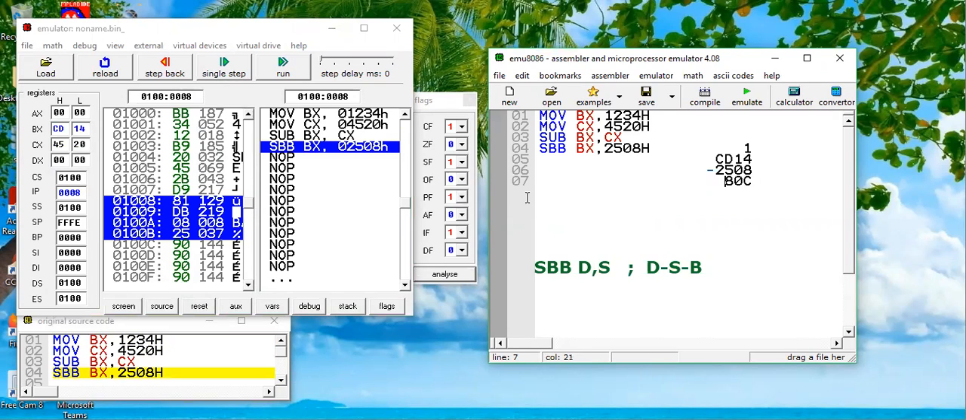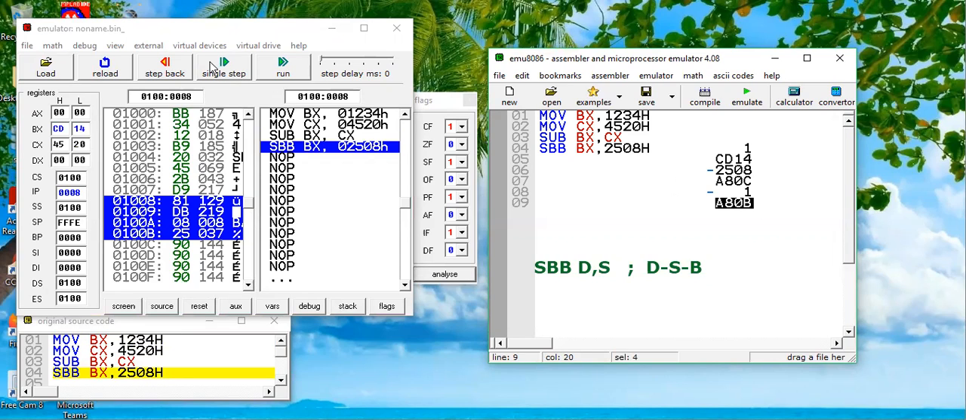C is 12, and C minus 2 would be 10, so 10 is A. A80C, but we also have to subtract the borrow. Borrow is 1. So we will also perform minus 1 for the borrow. So C minus 1 becomes B, and the 8 and A remain the same. This should be the result which should come in the BX register after the subtraction. So we are subtracting 2508 from BX, and then we are subtracting the borrow, which is 1, from the result.